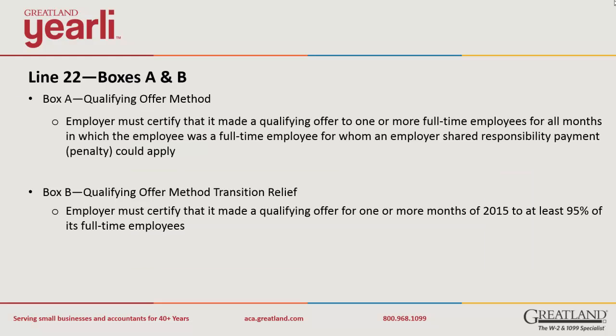Let's review the checkboxes on line 22 in more detail. When checking box A, the employer certifies that it made a qualifying offer to one or more full-time employees for all months in which the employee was a full-time employee for whom an employer shared responsibility payment could apply. If the employer checks box B, the employer certifies that it made a qualifying offer for one or more months of 2015 to at least 95% of its full-time employees.